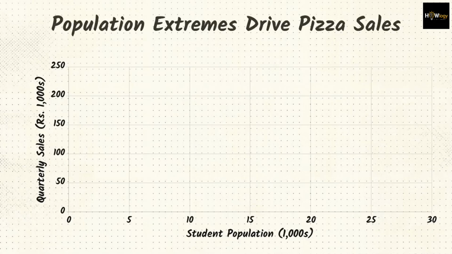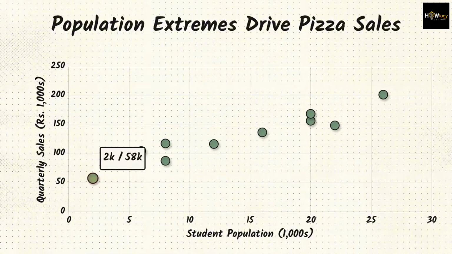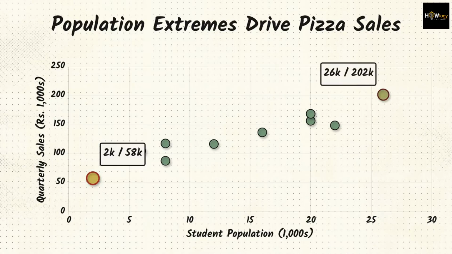This scatter plot charts his historical results. You can see the extremes. A location near a tiny campus of 2,000 students generated 58,000 rupees in quarterly sales. Meanwhile, a location near a massive campus of 26,000 students pulled in 202,000 rupees.